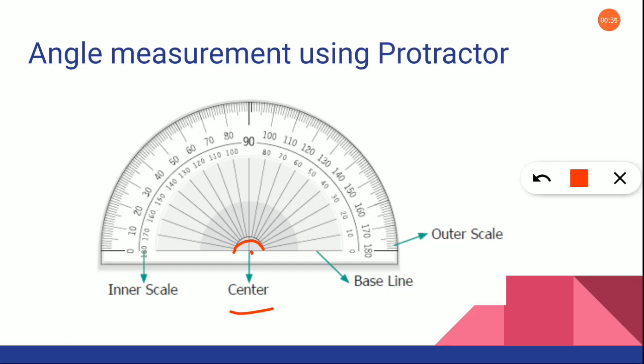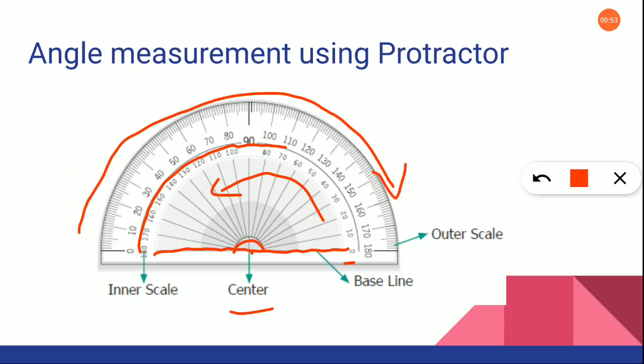And then this line is called the base line. Okay, next here is a measurement, that is starting from 0 to 180. Here is one measurement, and on top of that again 0 to 180, here is another measurement. So the measurement inside is called the inner scale and the measurement outside is called the outer scale. Now shall we see how we are going to measure using this protractor?